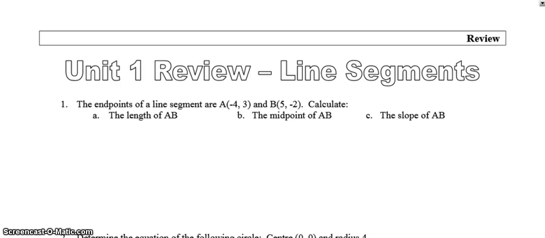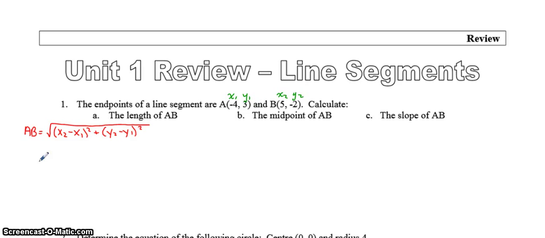So there were a few formulas that you needed to know for this unit, and the first one was the length formula. So the length of AB has this formula. Now you have to be given 2 points. So with this point, this is x1 and this is y1. This is x2 and this is y2.